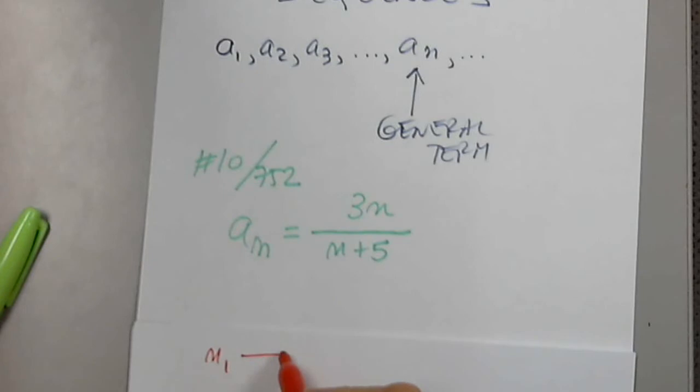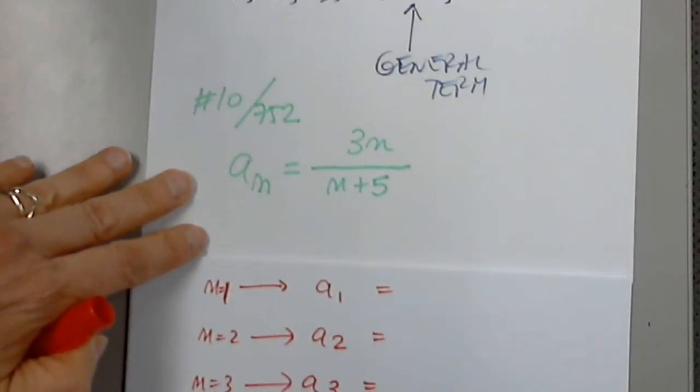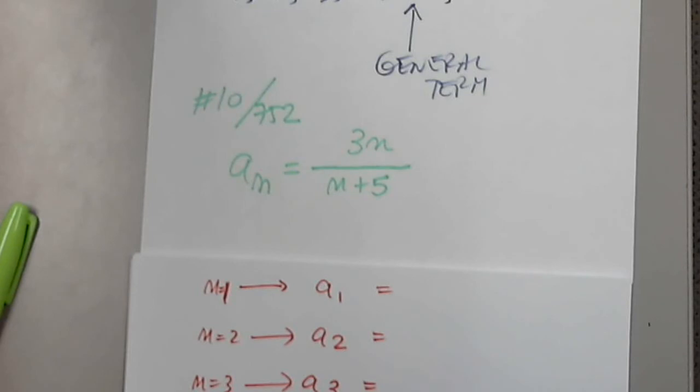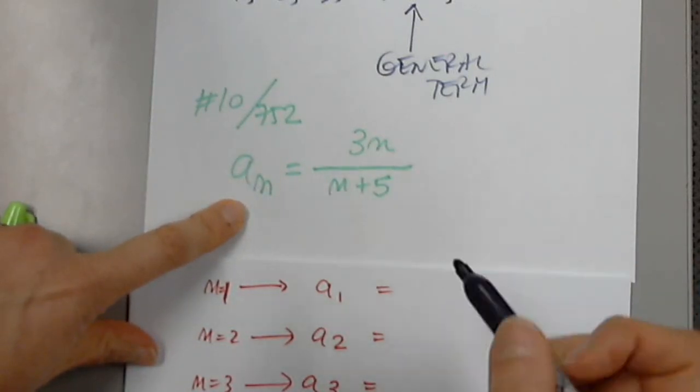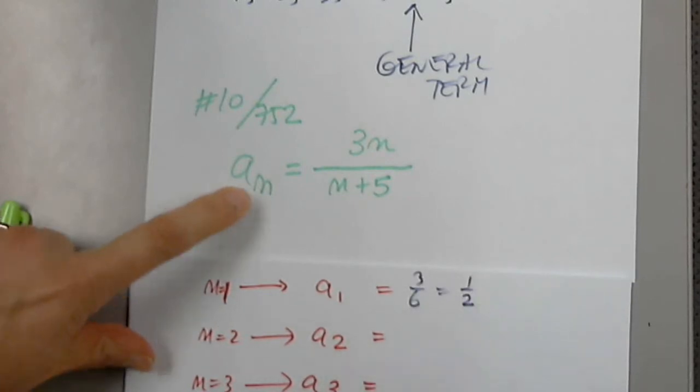So when n is 1, they want us to find A1. So n is 1. When n is 2, they want us to find A2. When n is 3, they want us to find A3. And when n is 4, they want us to find A4. So what is the first term of this sequence? 1/2. Yes. So when n equals 1, 3 divided by 6 is 1/2.